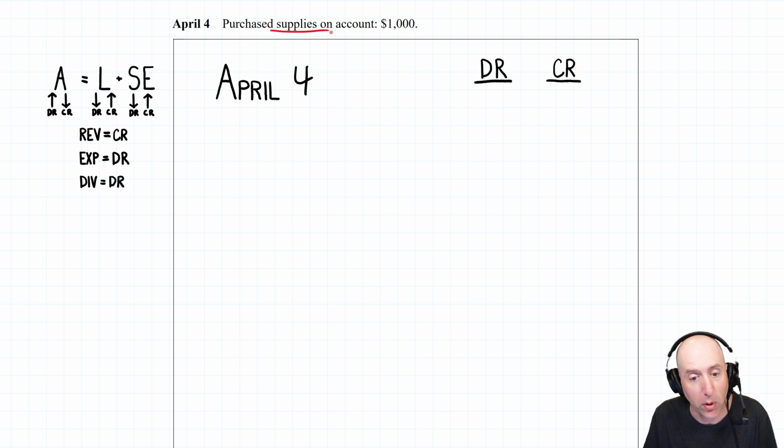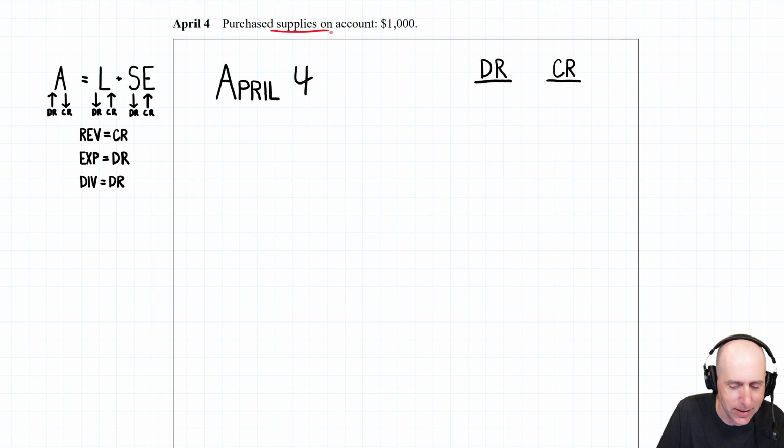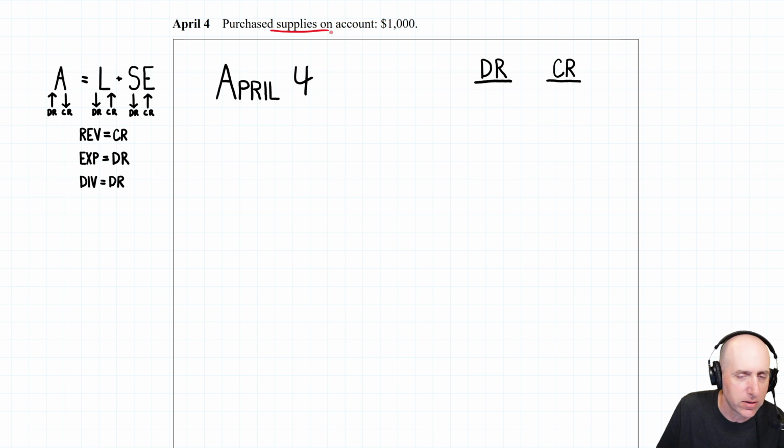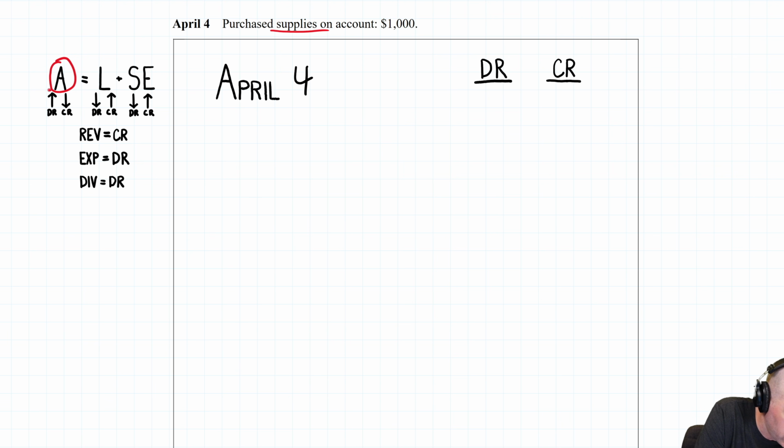In our class, supplies will always be treated as an asset initially. Again, in some classes it might be treated as an expense. Our class, we consider supplies an asset that we'll use up over time. So we bought an asset, supplies. Our supplies are going up. We have more supplies today than we had yesterday.